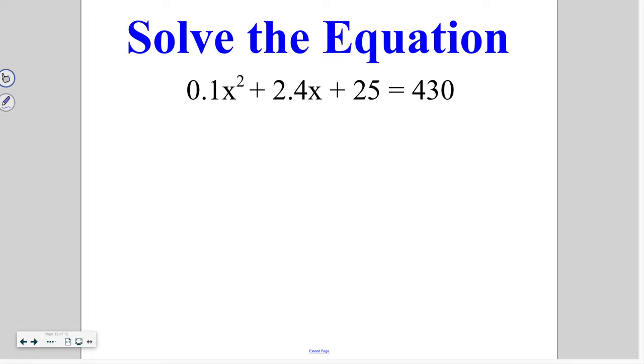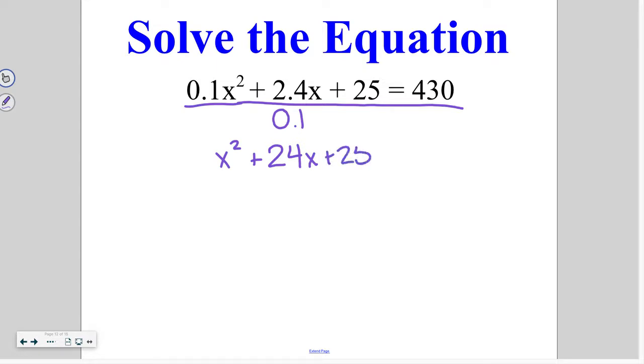Last type of situation you're going to see is when this x squared term is not by itself. We cannot solve using this technique if x squared is being multiplied with anything. So our first step here is going to be to divide by the a value. So 0.1 divided by 0.1 is just 1. So I've got x squared. 2.4 divided by 0.1 is 24x. 25 divided by 0.1 is 250. And 430 divided by 0.1 is 4,300.